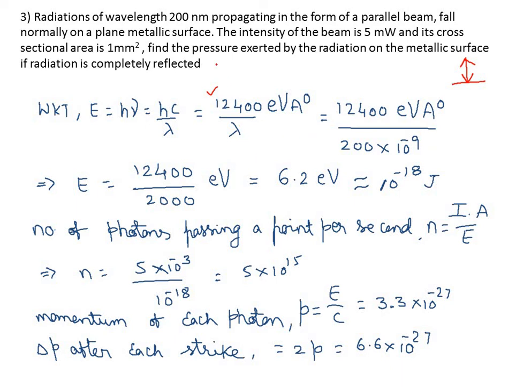So now substitute that value, 200 nanometer, right? So 200 into nano, 10 power minus 9 meter, and as you know 1 angstrom is 10 power minus 10 meter. So keeping that in mind, what it will be, 12,400 by 2000, angstrom cancels out, right? So electron volt. So this is 6.2 electron volt, and this 6.2 electron volt, convert that into joule. 6.2 into 1.6, almost 10 power minus 18 joule, almost.